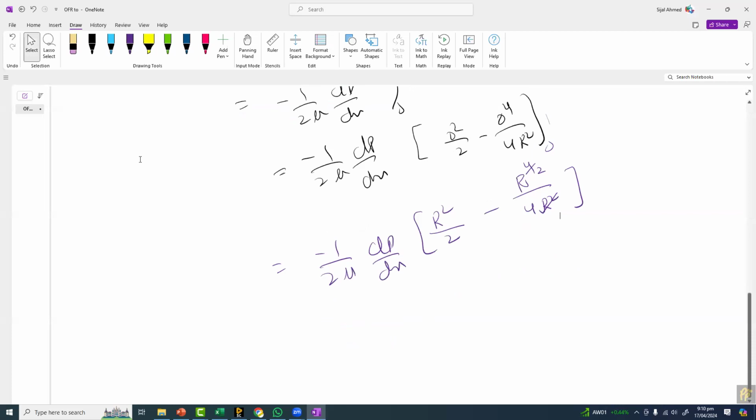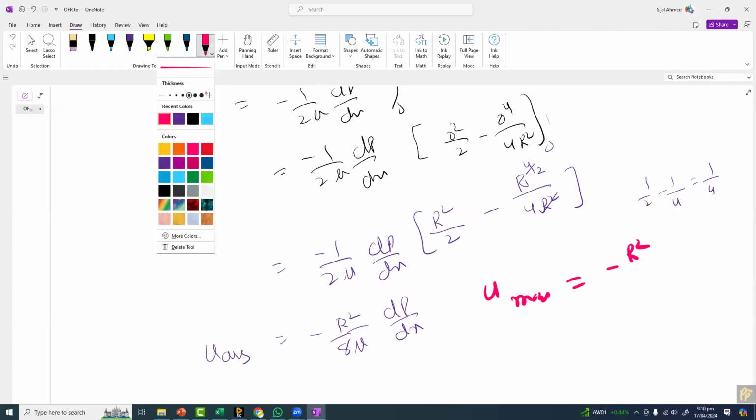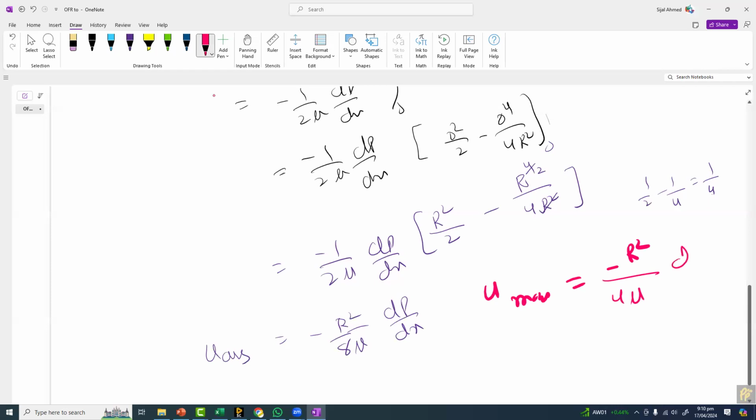So now if you simplify, this will be 1 upon 2 minus 1 upon 4, which is 1 upon 4. And 1 upon 4 into 2 will be 1 upon 8. So minus 1 upon 8 mu, dp by dx, R square. This is the U average. And we also found that the U maximum is given by minus R square upon 4 mu, dp by dx.